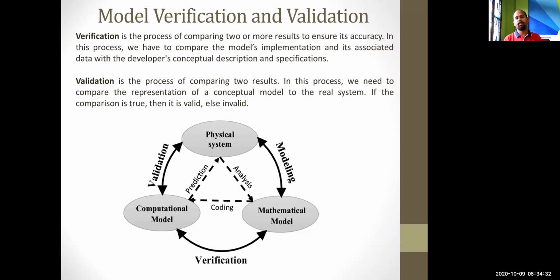So in the diagram, you can see from the physical system to the mathematical model is nothing but the modeling, and from the mathematical model to the computational model is the verification, and from the computational model to the physical system is validation. In one part, from the mathematical model to the computational model, there is coding, and from the computational model to the physical system, that is prediction. So these kinds of things are there in model verification and validation.